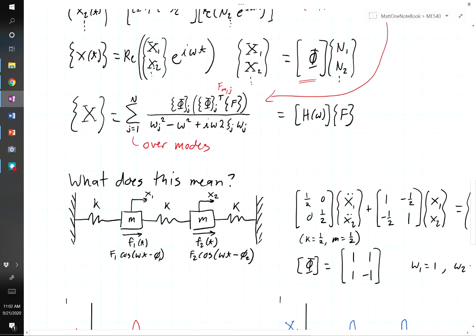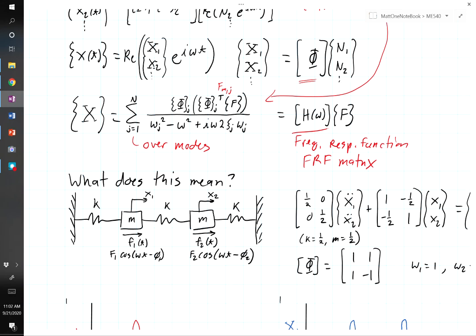And this equation gives us a tremendous amount of insight into what happens in the forced response of multi-degree of freedom systems. And we'll see this so much and use this so much that we'll give it a special name. We'll call this the frequency response function, or FRF matrix. And we'll write it this way, H of omega times the forcing. So the frequency response function matrix is just the H of omega part.